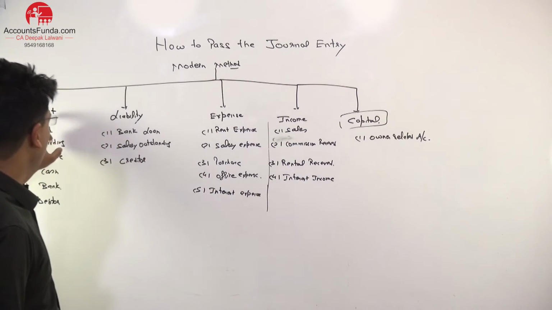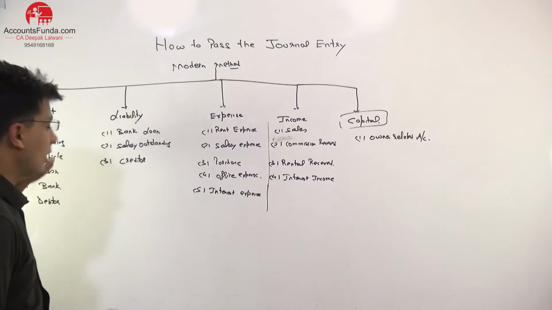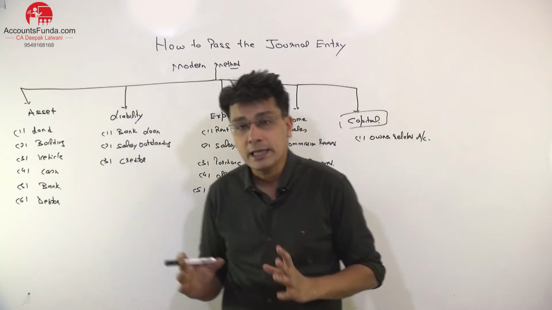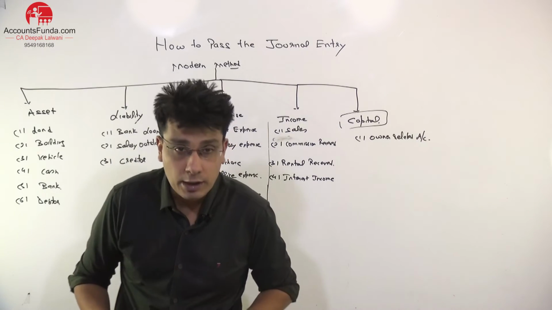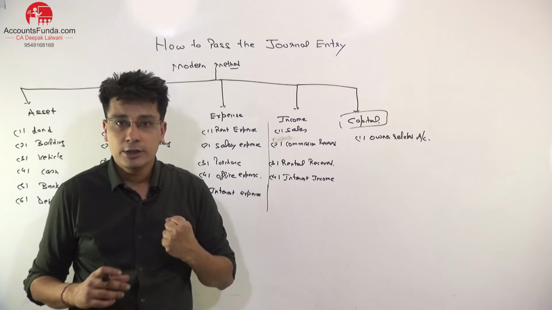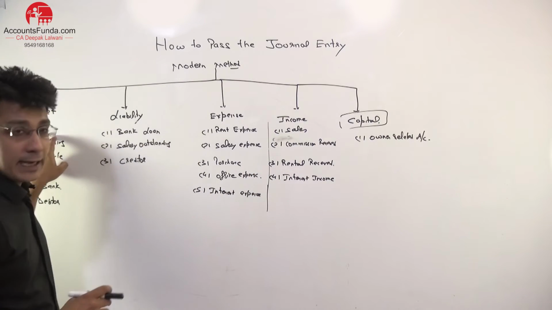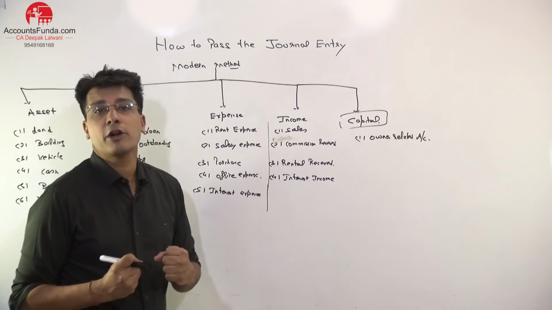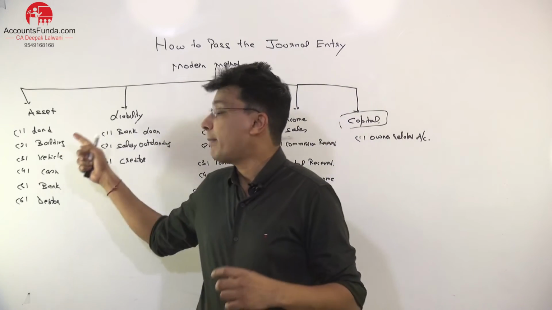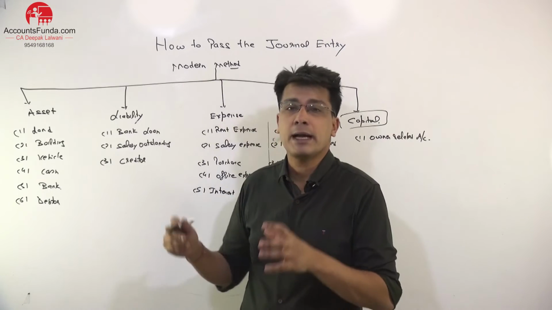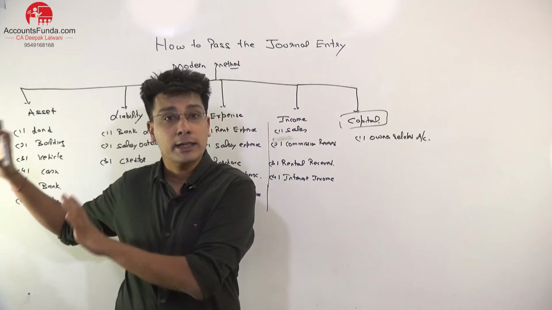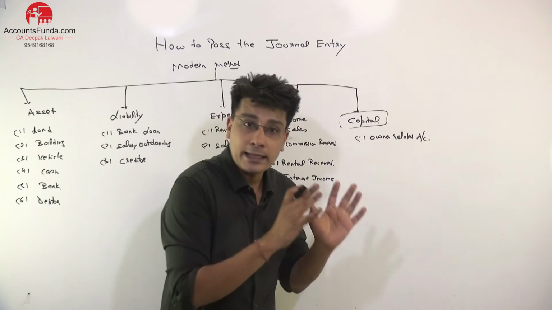Now I will give you an example of the asset, like land, building, vehicle. What is an asset? Asset is something which I own, or which I have a right to receive. If I buy a land, I am the owner of that land, so it is my asset. If I buy a building, it is my asset, whether I have paid or not, that is not the question. Had I bought the building? Yes.